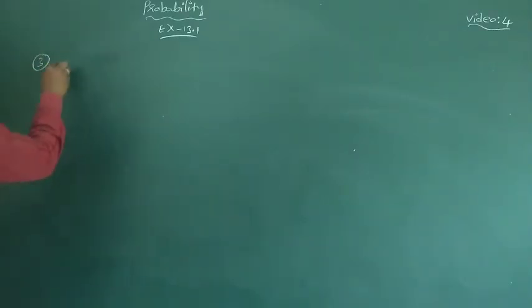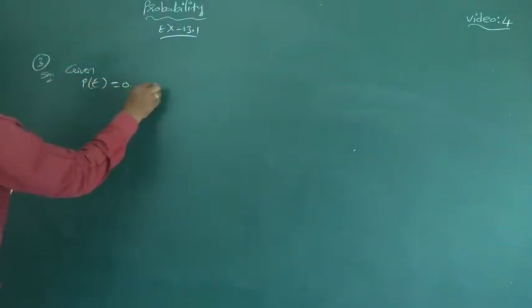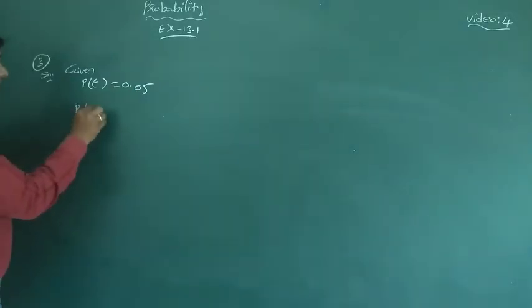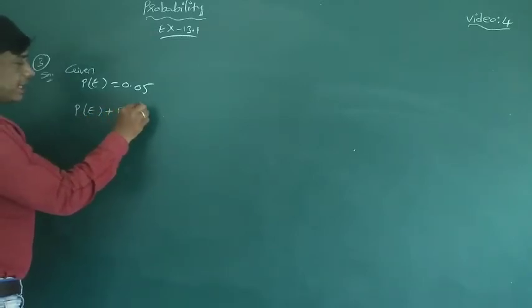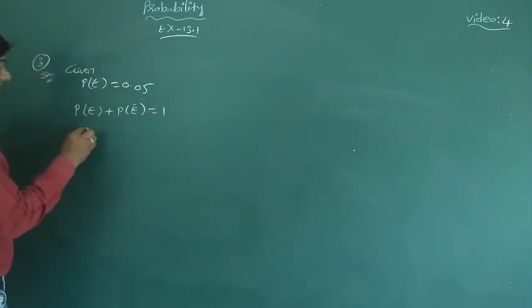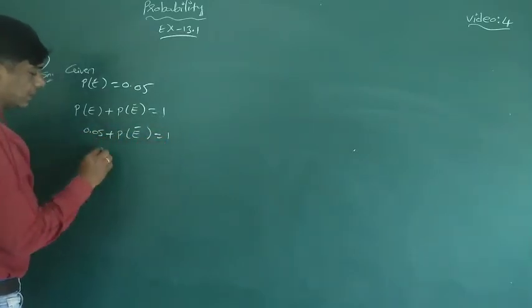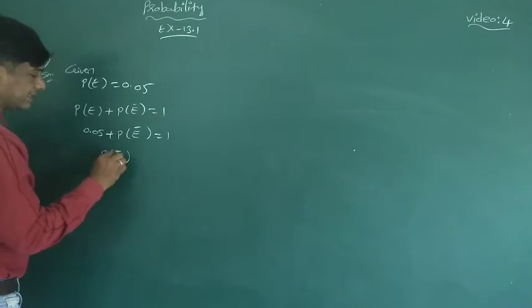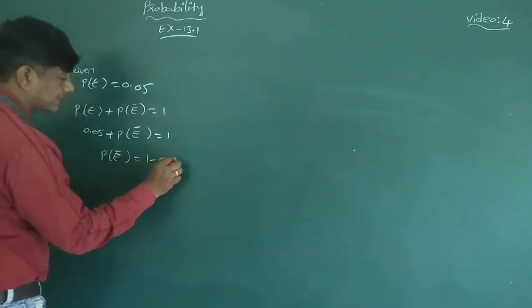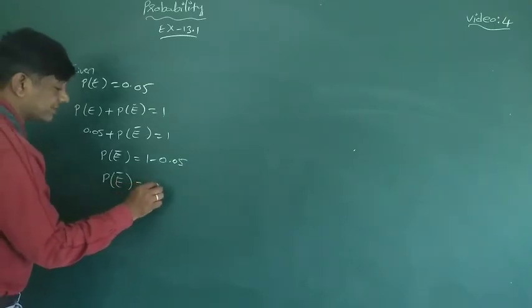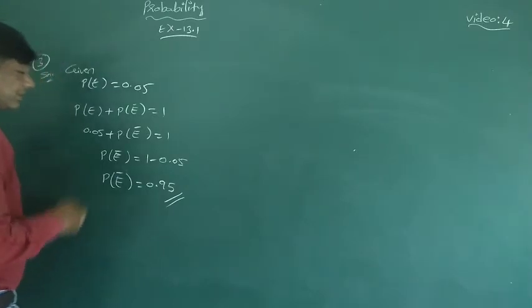The probability of an event is given as 0.05. What they are asking is the probability of a not event. So probability of an event plus probability of a not event is equal to 1. This is 0.05 plus probability of a not event is equal to 1. Probability of a not event is equal to 1 minus 0.05, which is 0.95.